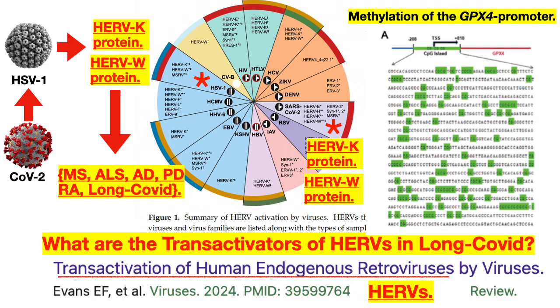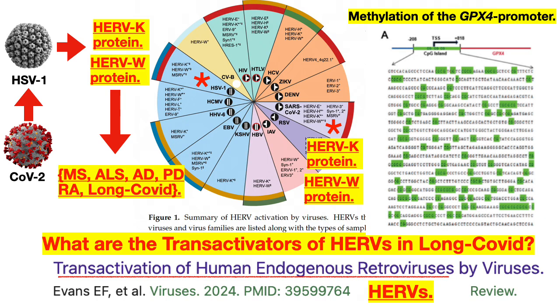Now I would like to connect to a separate YouTube series on this channel where we discussed the hypermethylation of the GPX4 promoter. Recall that GPX4 is the abbreviation for glutathione peroxidase 4. This enzyme utilizes glutathione to reduce peroxidated lipids as well as reactive oxygen species in cells that are undergoing oxidative stress. For instance, a viral infection or a therapeutic treatment such as hyperbaric oxygen.